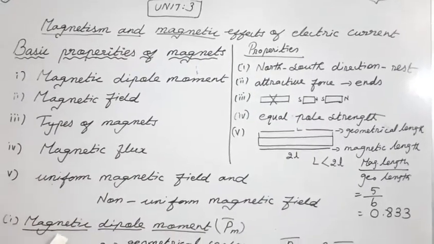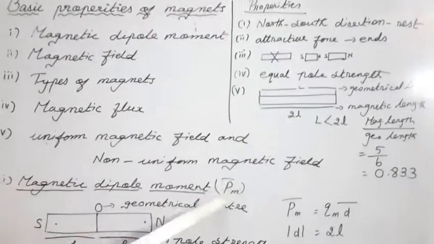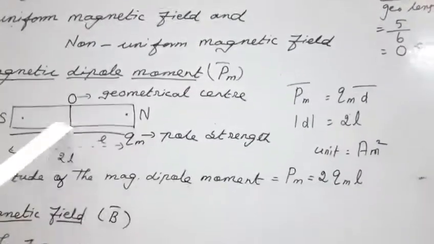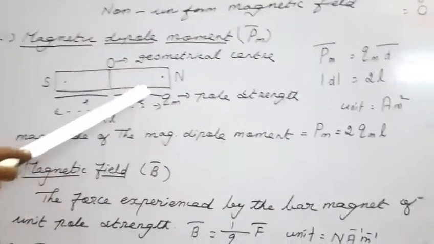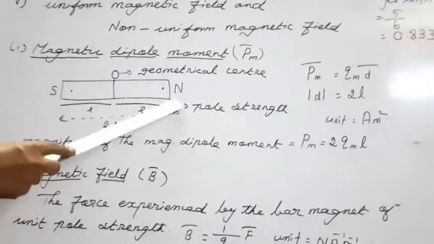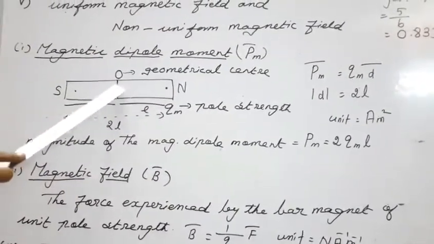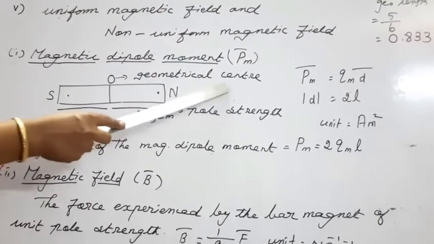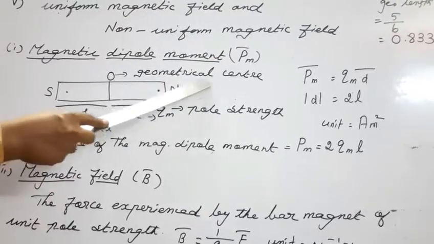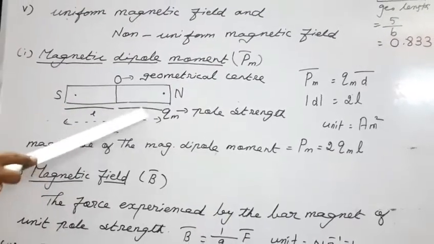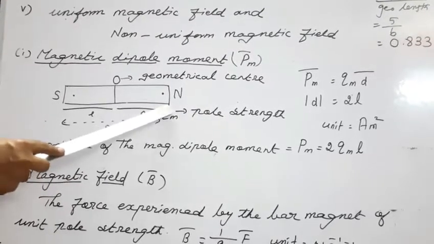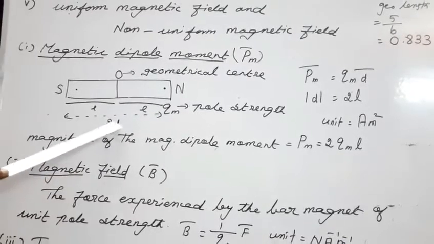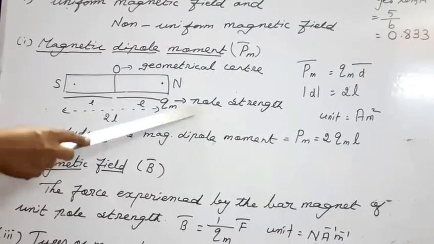The first topic is magnetic dipole moment, which is represented by the letter Pm bar. Now we can consider one bar magnet. In this bar magnet, both the ends are called north pole and south pole. Then the center point is represented by the letter O, and this is known as the geometrical center. From the geometrical center to each pole, the distance is L. Therefore, the total distance is 2L. Then Qm is known as the pole strength.